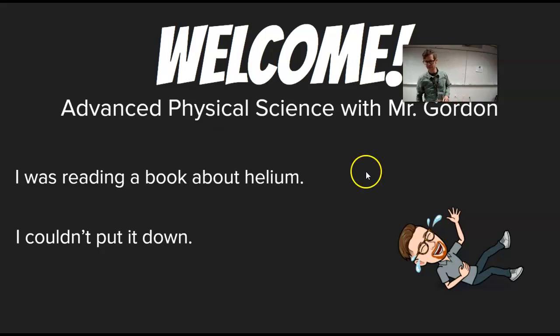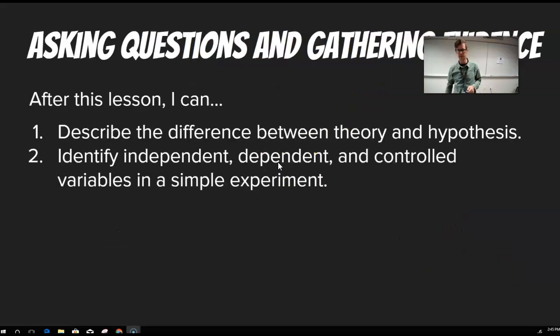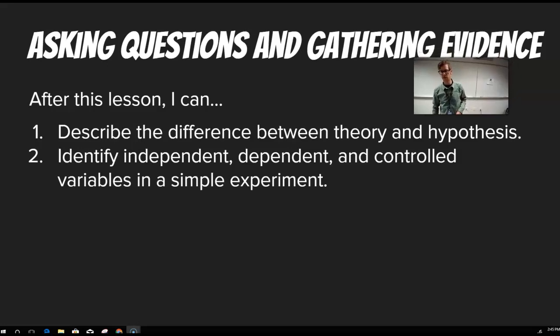You're welcome. All right, so we've already talked a bit about language and authority and how we use language to reflect the way science is actually done. Now we're going to talk specifically about some of the terms in science, many of which you may have already heard. So what's the point of this lesson? It's to describe the difference between a theory and a hypothesis, to identify independent, dependent, and controlled variables in a simple experiment, and a few more other things along the way.